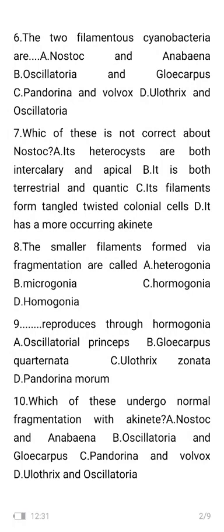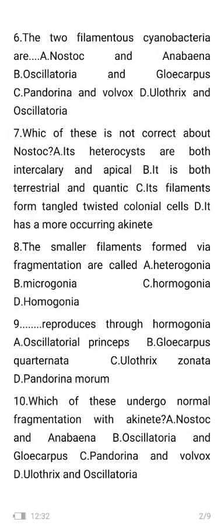Number 8. The smaller filaments formed via fragmentation are called A. heterogonia, B. macrogonia, C. homogonia, and D. homogonia. The answer is C, homogonia. Please take note of that. Don't get confused by these options, just go straight to the answer. The answer is homogonia.